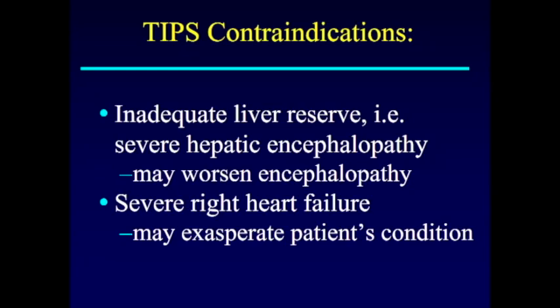Contraindications, there are a lot of not absolute contraindications that I'm not going to mention, but I want to just point out the 2 absolute contraindications to TIPS shunt placement: inadequate liver reserve, i.e. if the patient has severe hepatic encephalopathy, because that may worsen the encephalopathy by now dumping all that extra blood into the systemic circulation, and severe right-sided heart failure, because that may exacerbate the patient's condition by leading to volume overload.